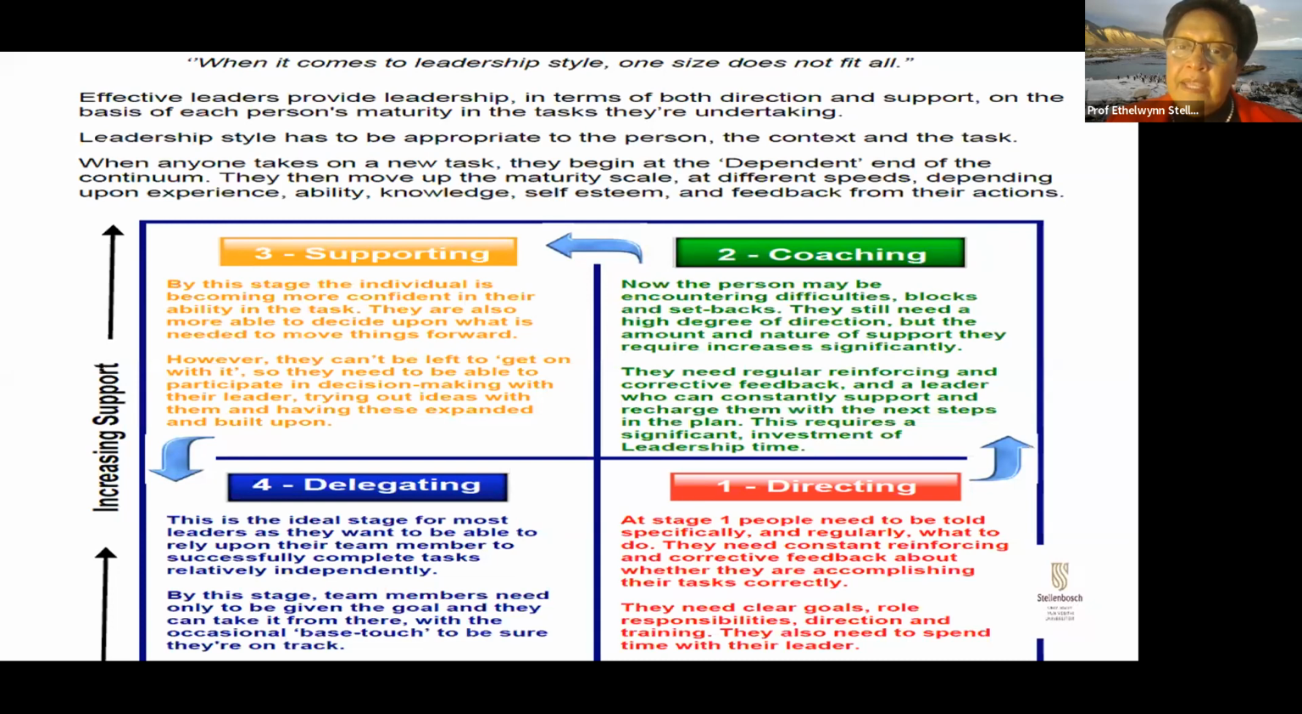Now the person may be encountering difficulties, blocks, and setbacks. They still need a high degree of direction, but the amount and nature of support they require increases significantly. They need regular reinforcing and corrective feedback, and a leader who can constantly support and recharge them with the next steps in the plan. This requires a significant investment of leadership time. So here, there's support. You can still coach them with what they are doing, but they still need your support.